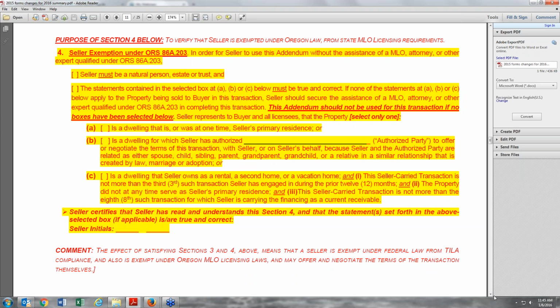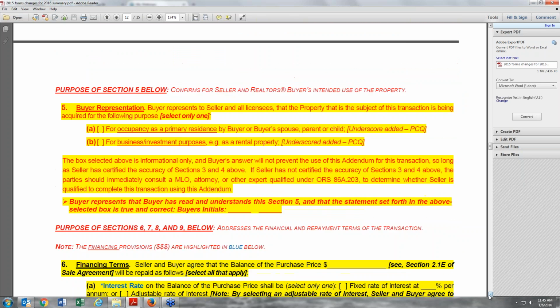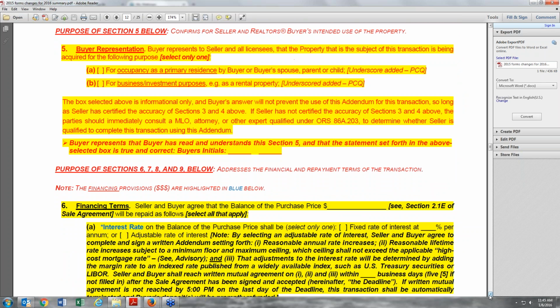And then section 5, just as a confirmation by the buyer of the intent, they're going to occupy the property or they're going to use it for business purposes, and that's informational only. So that first half of the addendum then is the document that vets the issue as to whether or not it's exempted from the MLO law, and the rest of the document deals with the financing.